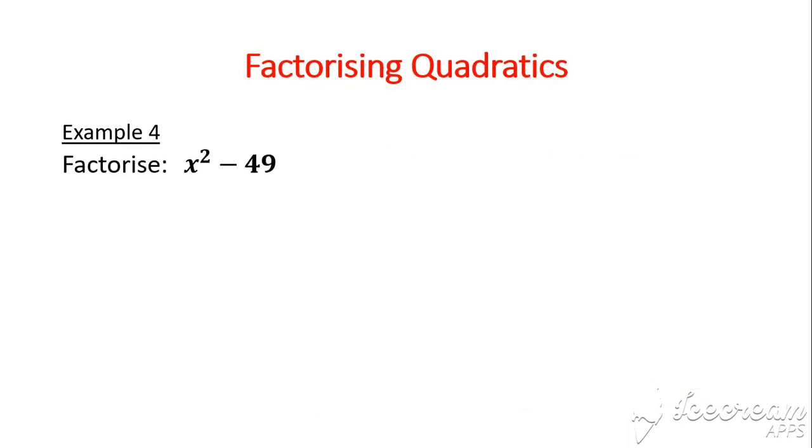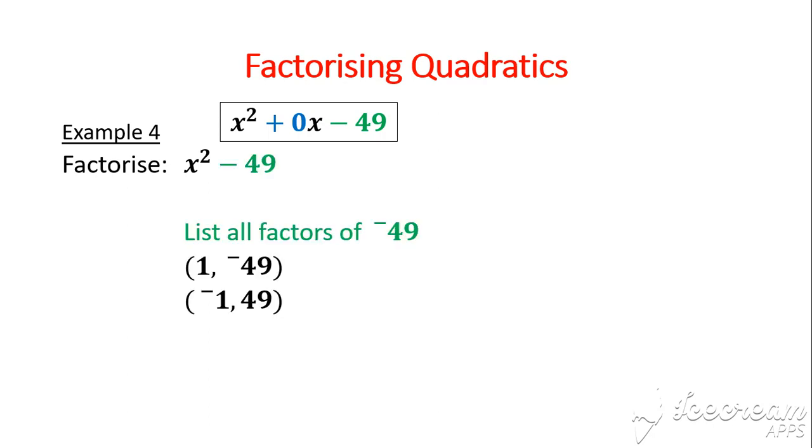Right, our final example in this video is this expression. Let's factorize x squared minus 49. Well, please, in the back of your head, because it's got an x squared, there's no number with an x, and there's a number by itself, negative 49. Please, in your head, think of it like this. x squared plus 0x minus 49. Now, we carry on as normal.